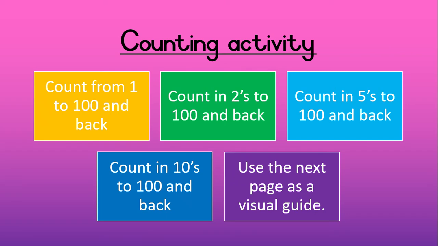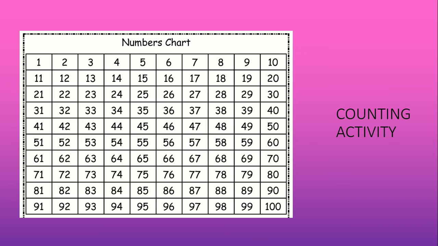The counting activity is count from 1 to 100 and back, count in 2s to 100 and back, count in 5s to 100 and back, and count in 10s to 100 and back. Please make use of the next page as a visual guide. Please pause the number charts as the children are busy doing their counting activity.